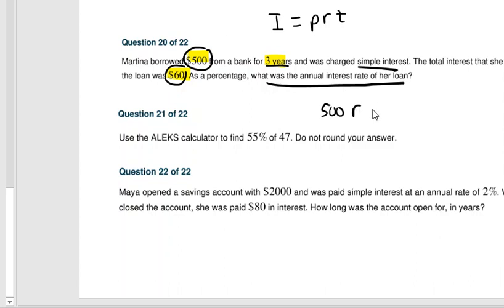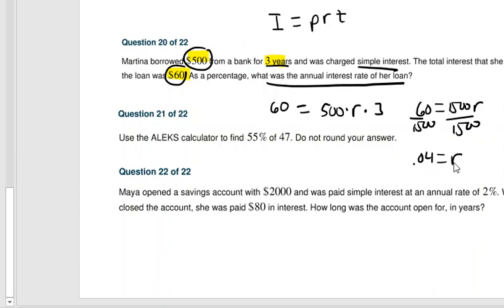So the time in years, it was 3. And then our interest that she paid was 60. So now all we have to do is solve this equation. 500 times 3 is 1500. So 60 equals 1500 times R. And to solve for the R, you divide both sides by 1500. And that gives you 0.04. And because this is an interest rate, we know this needs to be a percentage of 4%.